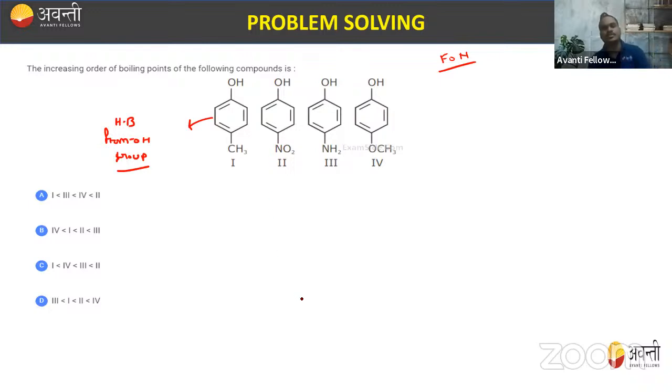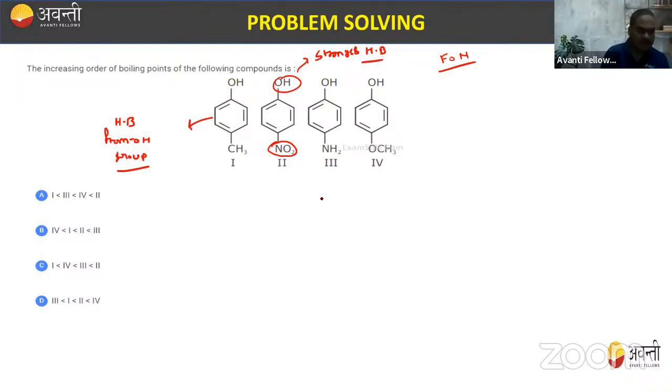The hydrogen bonding is shown from here as well as from here. So we can say that this will show the strongest hydrogen bonding as compared to the first one, because it has NO2 as well as OH. So this will be the strongest hydrogen bonding. Now move to the third one.